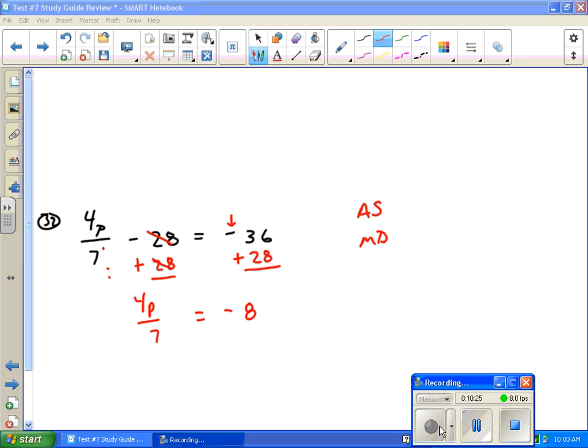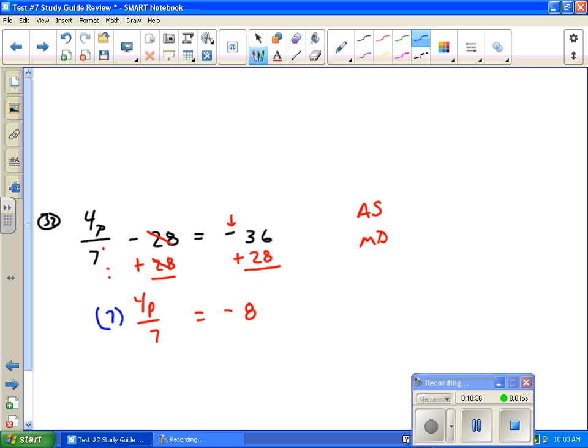So now we have 4p over 7 equals negative 8. That's the same thing. That means 4p divided by 7. In order to undo divide by 7, you multiply by 7. That's going to cancel out your division. If you multiply the left by 7, you got to multiply the right by 7. What you're left with on the left now is 4p equals negative 8 times 7. A negative times a positive is always going to be negative. 8 times 7 is 56. Then you have 4p equals negative 56.